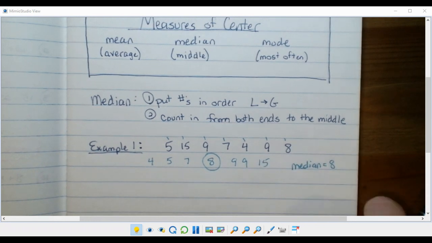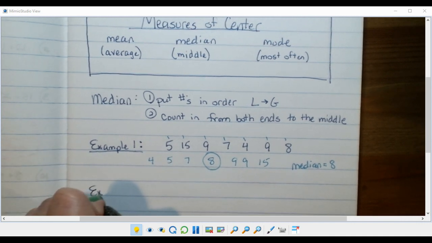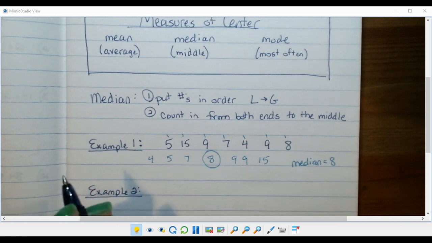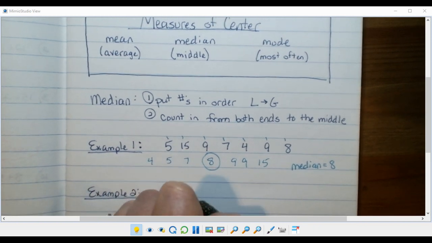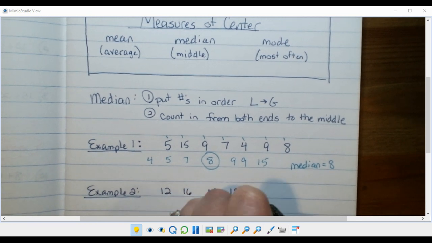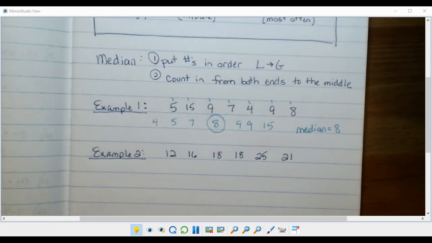All right, let's get to another example. We'll talk about that in a second. All right, so let's look at the numbers. 12, 16, 18 that happens twice, 25, and 21. 1, 2, 3, 4, 5, 6 data points in this example. So again, we'll put them in order from least to greatest.